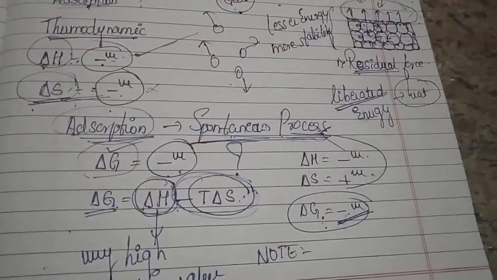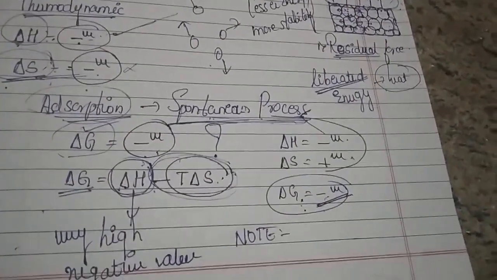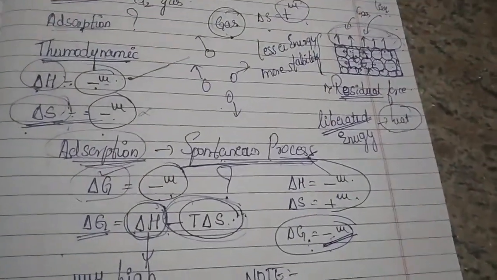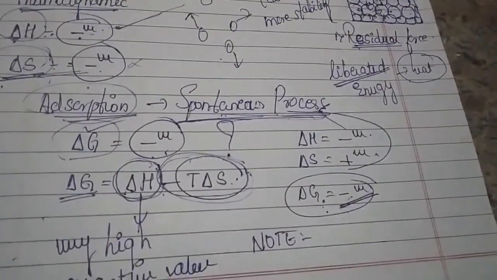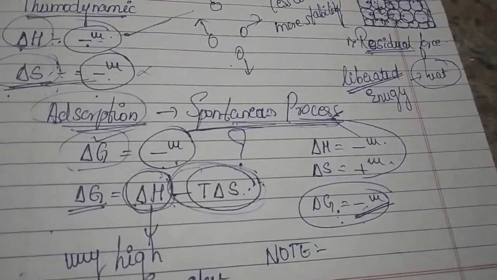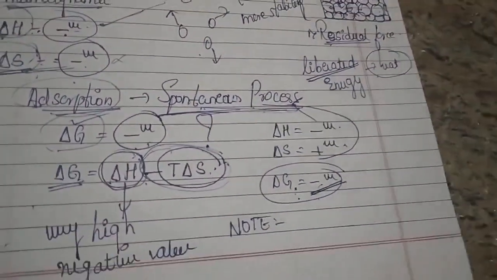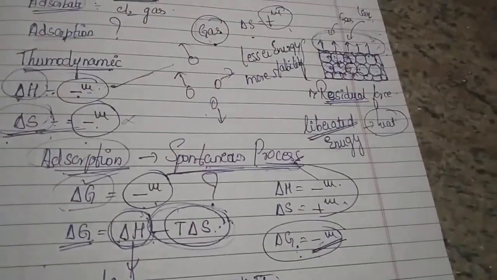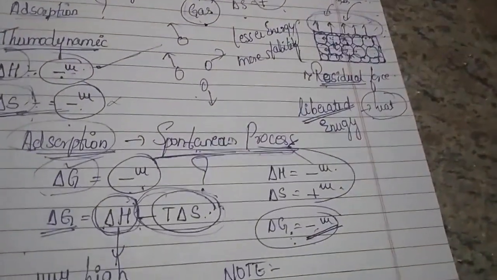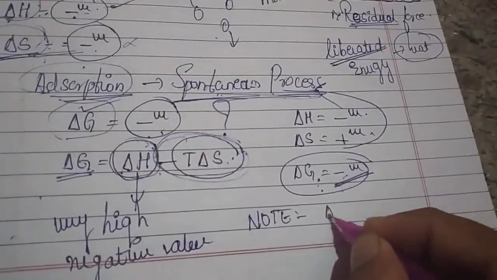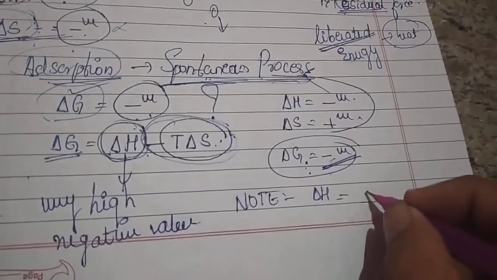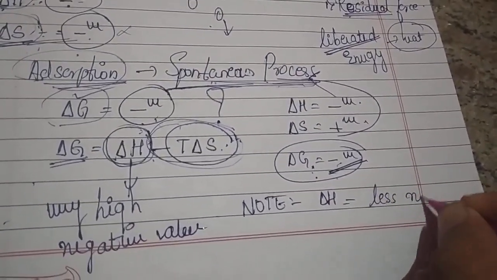As the adsorption process continues, the question arises whether it will stop at some time. It doesn't stop. Instead, it attains an equilibrium condition. So as the adsorption goes on, your delta H will become less negative.